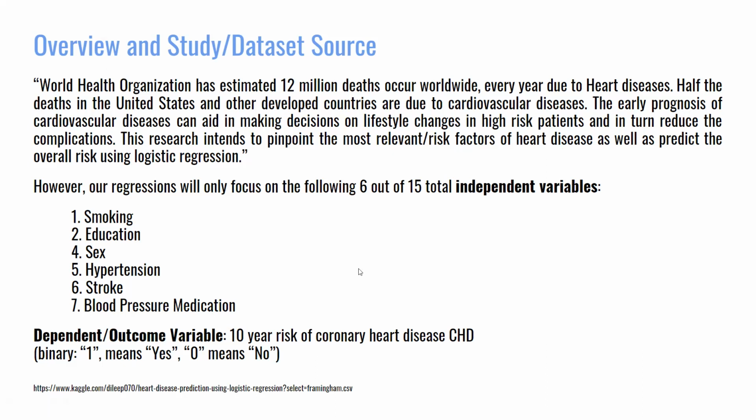There were 15 independent variables, but we took only 6 of them. We used smoking, education, sex, hypertension, stroke, and blood pressure medication. And for the dependent or outcome variable, we used 10-year risk of coronary heart disease, CHD. And in all of the cases, binary 1 means yes and 0 means no for the data set.